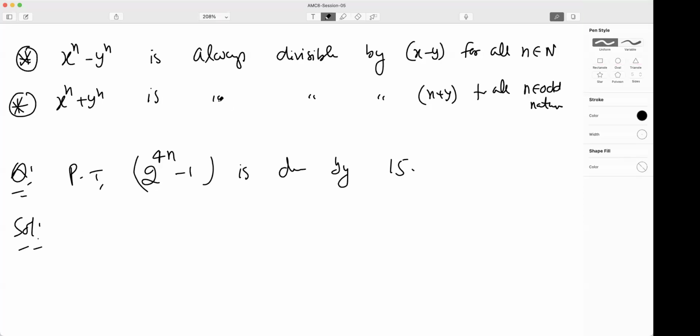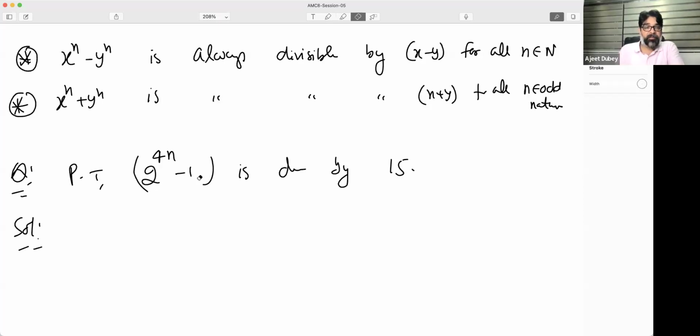Is n minus 1 an exponent or is it just minus 1? Minus 1 is just subtracted from this total. Okay.